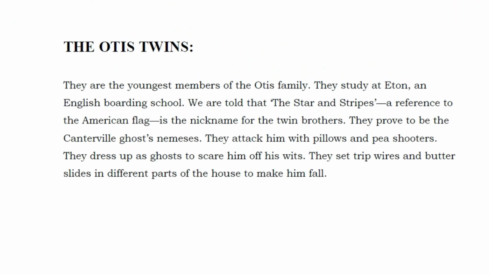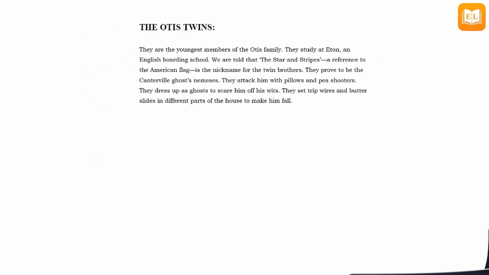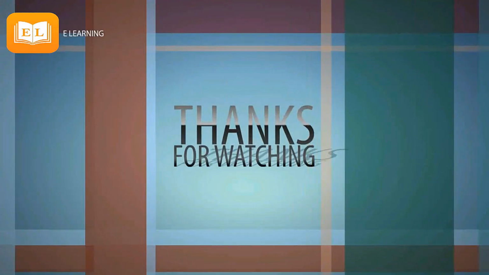The Otis twins. They are the youngest members of the Otis family. They study at Eton, an English boarding school. We are told that the Star and Stripes, a reference to the American flag, is the nickname for the twin brothers. They prove to be the Canterville Ghost's nemesis. They attack him with pillows and pea shooters. They dress up as ghosts to scare him off his wits. They set trip wires and butter slides in different parts of the house to make him fall.